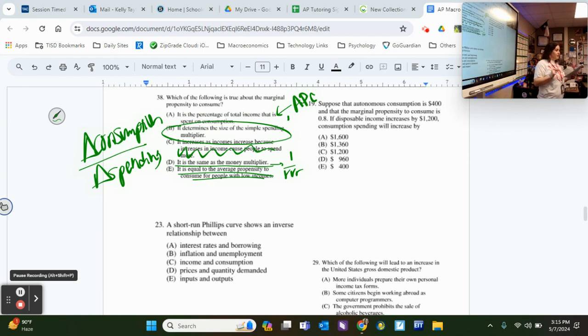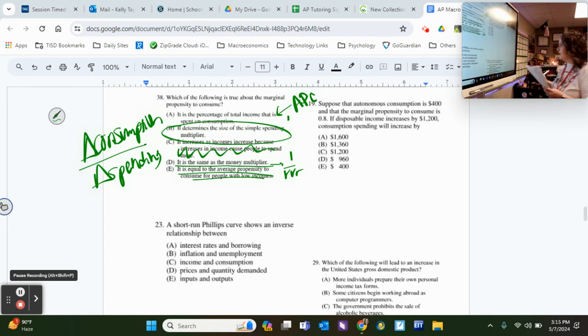Number 19, you might not know this, but you've seen this question before. Consumption is 400. The marginal propensity to consume is 0.8. Disposable income increases by 1,200. Consumption spending will increase by... There's a number here that is totally irrelevant. Can anyone tell me what that number is? 400. Not relevant at all.